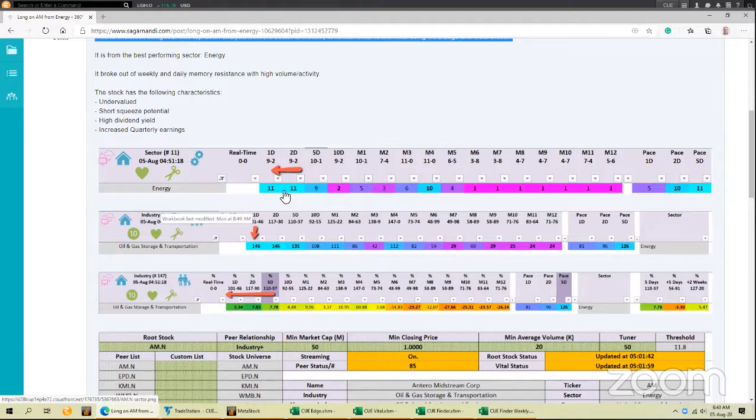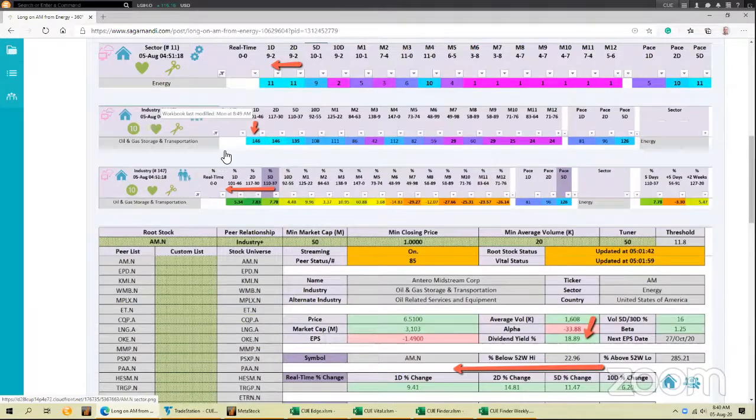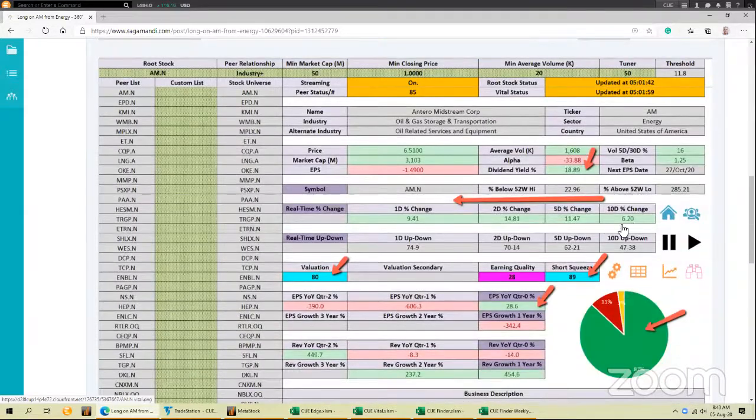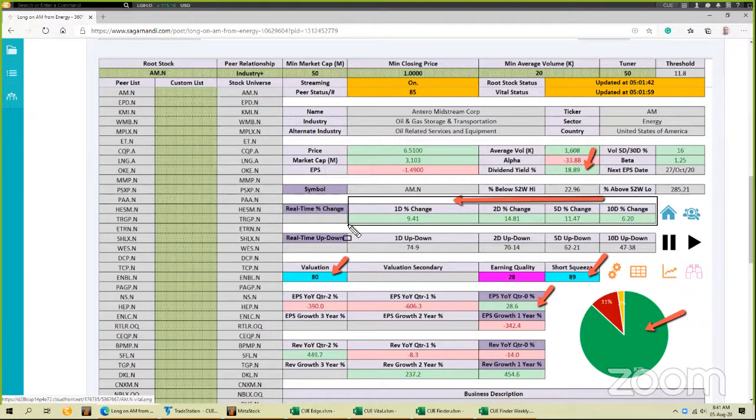Energy sector, strong. Oil and gas storage transportation, strong in terms of relative score and also in terms of percentage move. The stock was steadily going up. And I can see from the snapshots Wadi identified it after market close. At least he shared the snapshots after market close. Real time values are blank.